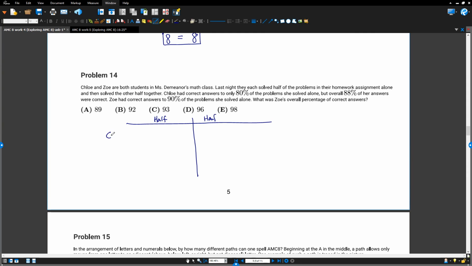Over here, Corey. Here is Joe. This is alone, both. But over here, the other half is they work together. I'm going to block it out. Okay, but take a look over here.